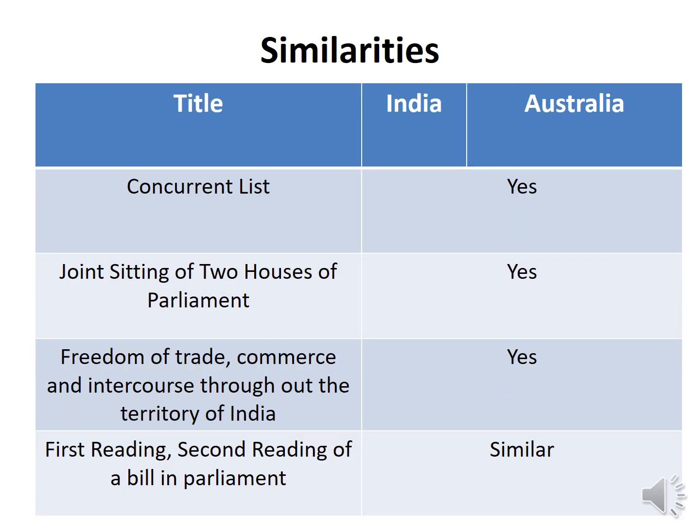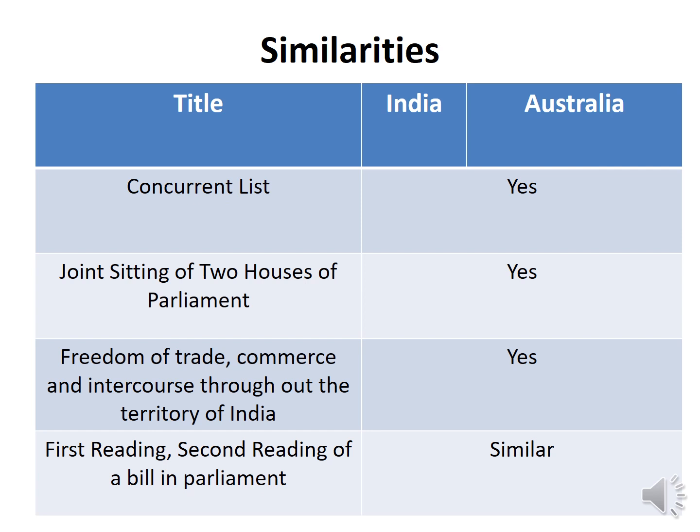Other similarities, what features we have borrowed from Australia? So we have borrowed three features. Concurrent list we have borrowed. We have borrowed the joint sitting of two houses of parliament, and freedom of trade, commerce and intercourse throughout the territory of India. So these three features we have borrowed from Australia, and these three are the similarities actually. Concurrent list, yes, both countries. Joint sitting, yes, both countries. Freedom of trade, yes, both the countries.